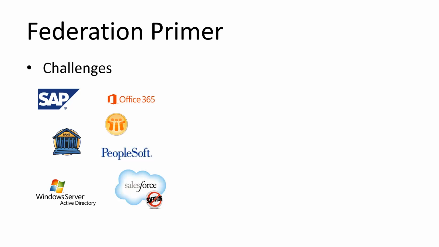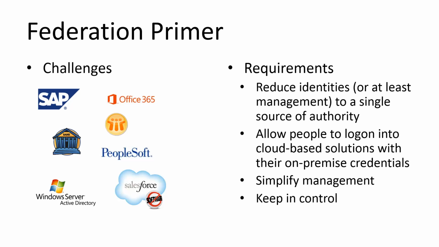So to face these challenges, we're looking for something that can actually reduce the amount of identities, or at least management of them, to a single source of authority, meaning that we ultimately only have a single username, password, or authentication mechanism to get into each of these applications. We should be able to leverage our on-premises credentials because it's the most logical thing to do. So if we have an Active Directory that is an identity store, then it's very logical that we want to reuse that store to gain access to other applications.